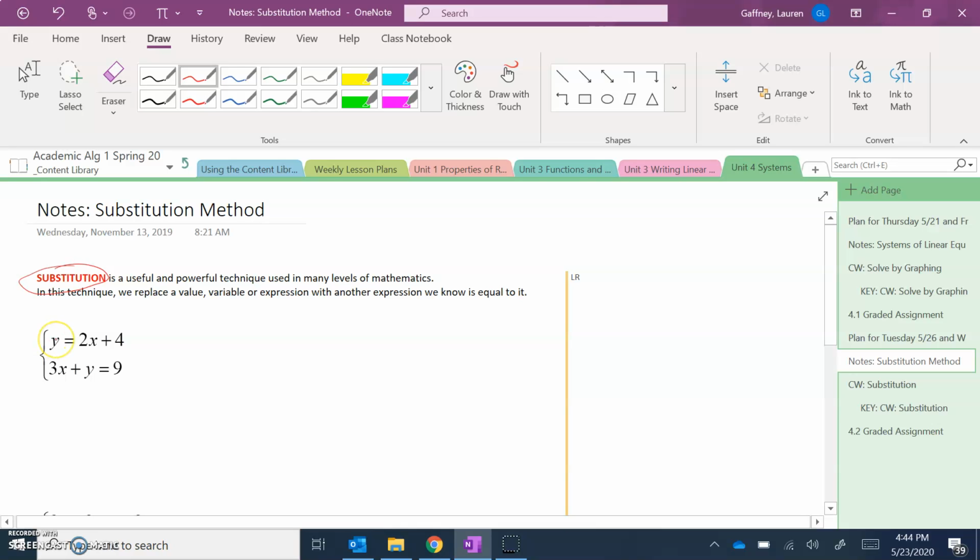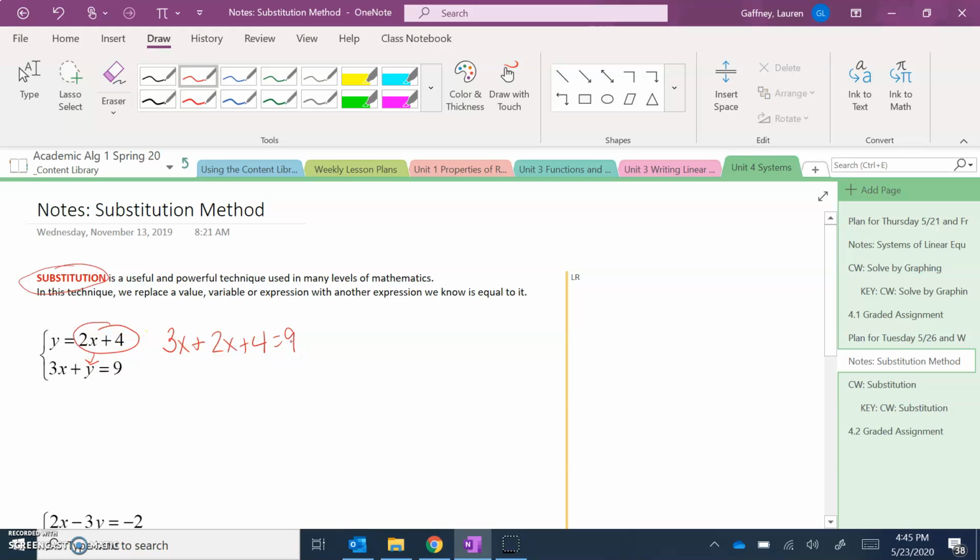It's always easiest if you have one of the equations solved for one of the variables. It doesn't matter which one. So here we have y solved for already. I'm going to take this piece here and literally replace or substitute the y in the other one with that whole expression. So this is going to turn into 3x plus, I'm replacing that y with that whole expression, 2x plus 4 equals 9.